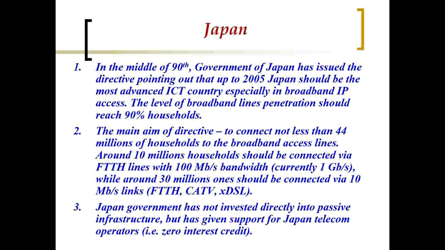The Japanese government didn't invest directly into the passive infrastructure, but it was given to Japanese operators with so-called zero interest. So it was also a carrier of carriers, but they didn't charge the telecom providers for using this.